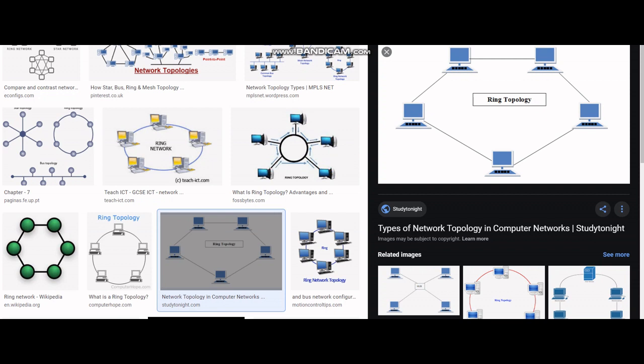Adding or deleting computers disturbs the network activity. Failure of one computer disturbs the whole network. So if one computer goes down, that will disturb or have an effect on the rest of the network. So those are some of the disadvantages of a ring topology.